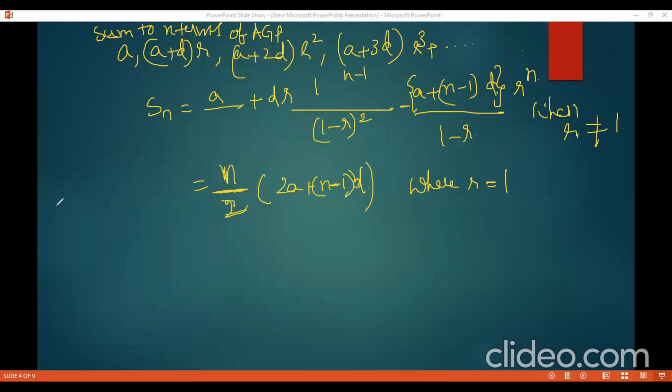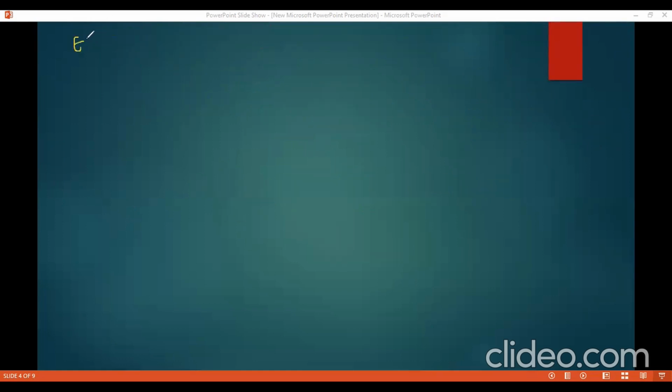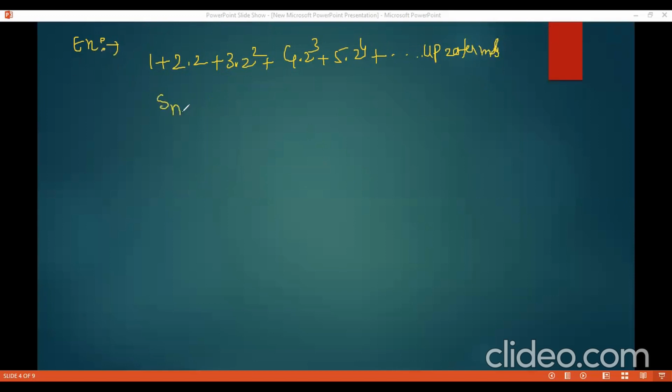First, let me do one example, then we go with other topic. So, example, let us take 1 plus 2 into 2 plus 3 into 2 square plus 4 into 2 cube, 5 into 2 power 4 plus so on up to 20 terms. So, how many terms? 20 terms. So, I want to calculate Sn. What is the formula for Sn?